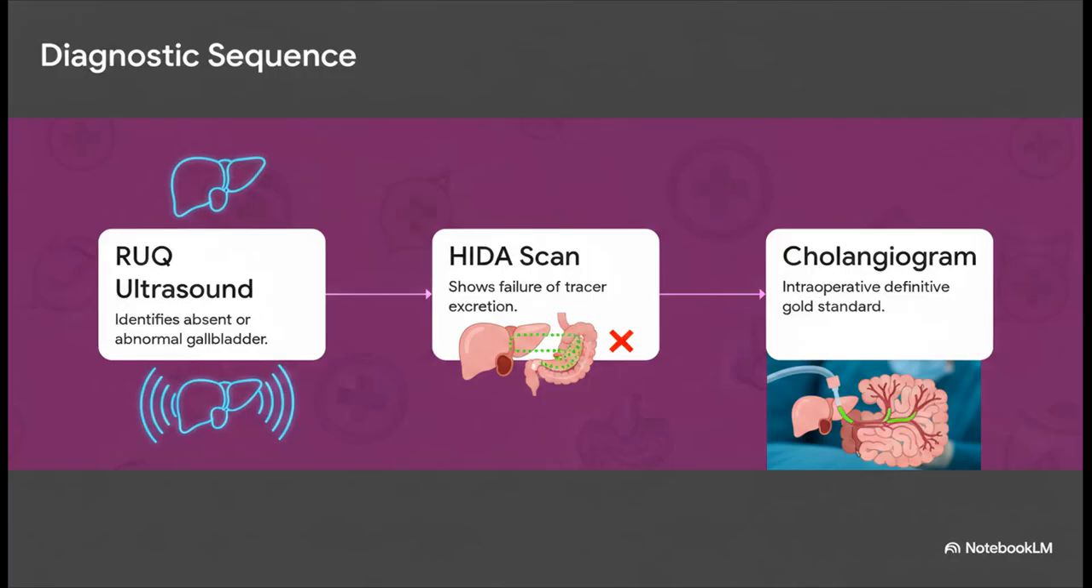To manage this correctly, you must follow a very strict diagnostic sequence. The absolute first imaging step is always a right upper quadrant ultrasound to look for an absent or abnormal gallbladder. Now, if that's equivocal, you follow it up with hepatobiliary scintigraphy, a HIDA scan, which will demonstrate a complete failure of tracer excretion into the small bowel. But remember, the definitive diagnostic gold standard, the test that actually confirms the atretic ducts, is the intraoperative cholangiogram.